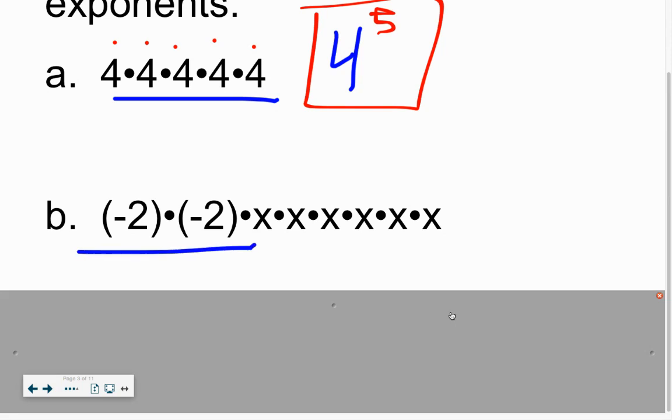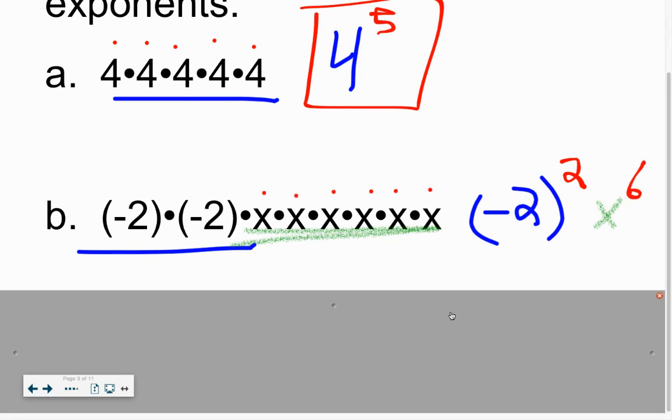This example, we've got 2 things repeating. The first one is -2. Do note it is in parentheses. Please keep it that way. There are 2 of them. And then the other thing repeating, the other base that's being repeated, the other factor would be that x, and again, count very carefully. 1, 2, 3, 4, 5, 6. This is the final answer, and yes, that -2 needs to be in parentheses. It's important. We'll talk about why in the next slide.